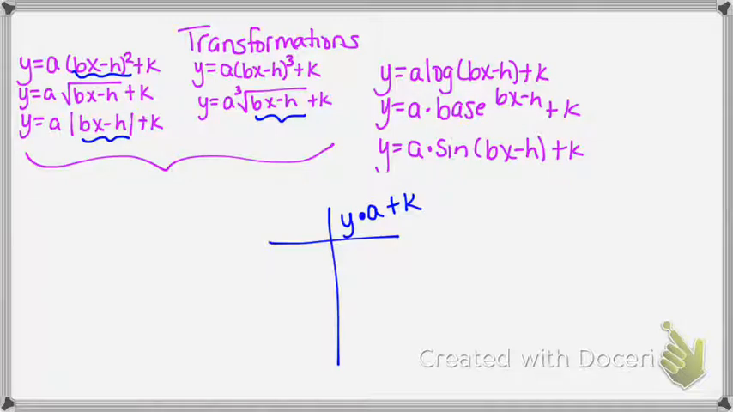Now, inside with X, it says B times X minus H. Well, remember, with X, it always does the opposite. So we're not going to multiply first. We're going to add or subtract. And so we're going to take our X, and it says minus H. So we're going to do the opposite of the minus H. So you're actually going to do the plus H. And then it says times B. So we're going to do the opposite there. So we're going to divide by B.